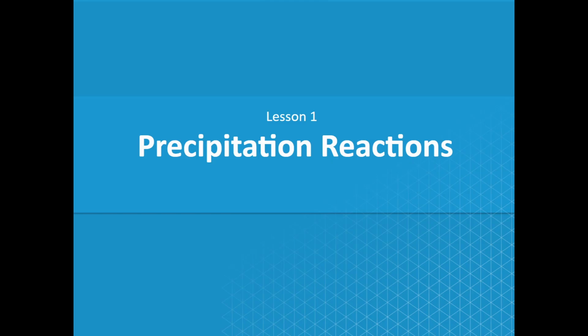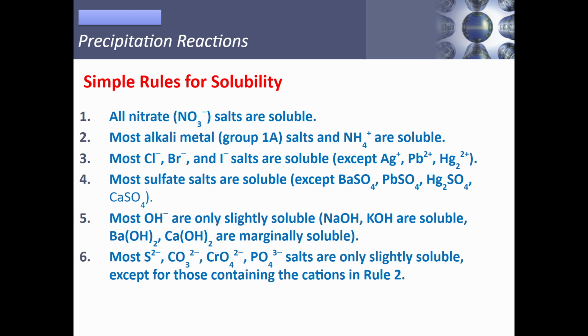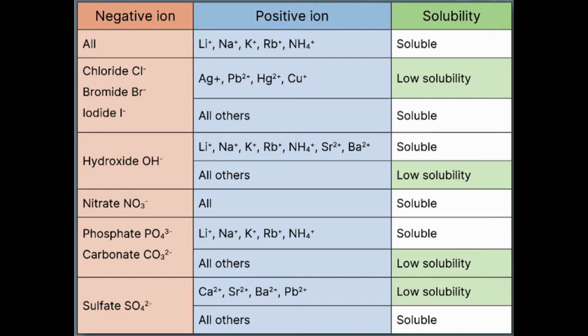Okay, so nobody gets a break because there is no fun in this video, but chapter 12 is just about precipitation reactions, and let me break it down for you. So precipitates are either soluble or insoluble. Soluble as in aq and insoluble as in solid, which means they don't dissolve. Now, I'm not going to explain this entire table right here. It'll be important to remember.